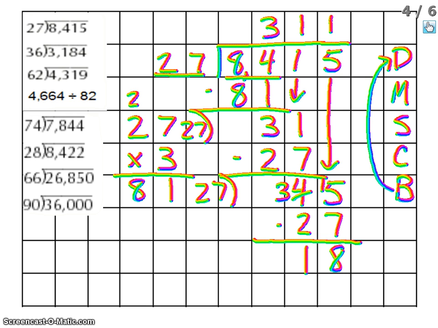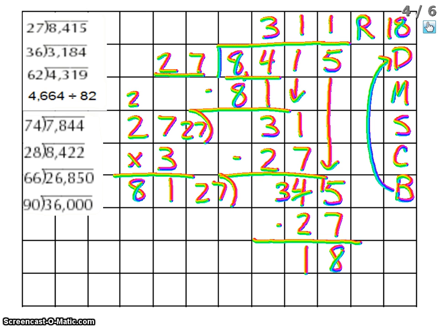There's not any other number to bring down, so whenever there's not any other number to bring down from our dividend, that means our 18 would be our remainder. So we have 311 with a remainder of 18. I'm going to need to squeeze in 18 in one box, which I don't normally like to do, but we kind of ran out of room there.